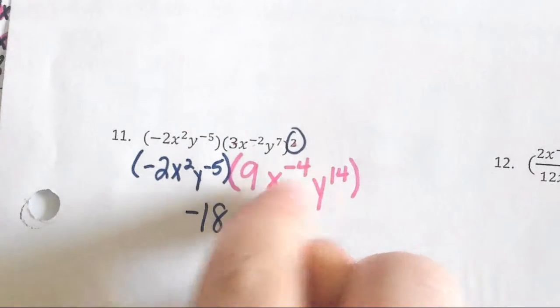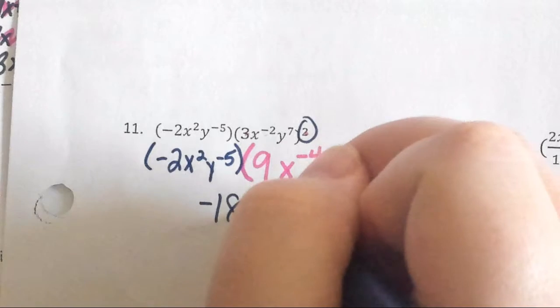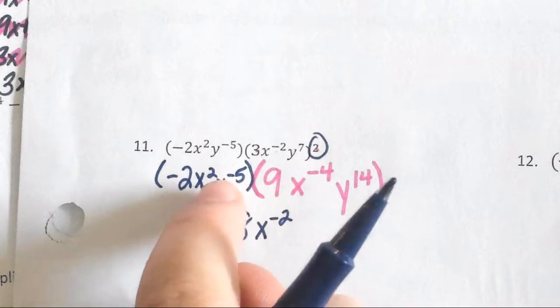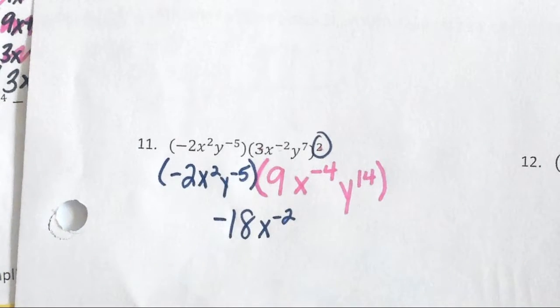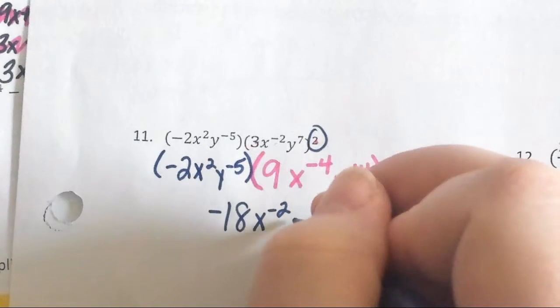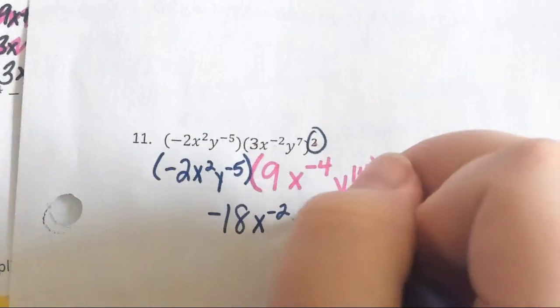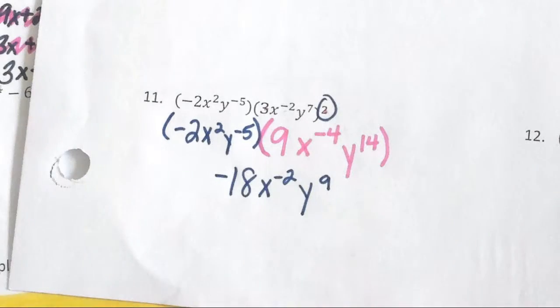2 and negative 4 give you negative 2. We're multiplying, so we add our exponents. 2 minus 4 is negative 2. We're multiplying, so we add our exponents. Negative 5 plus 14 is 9. This is not my final answer. What is my final answer?